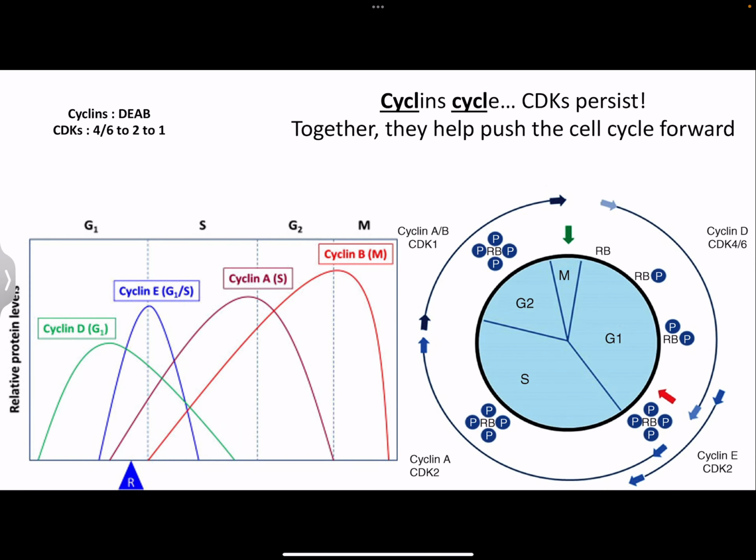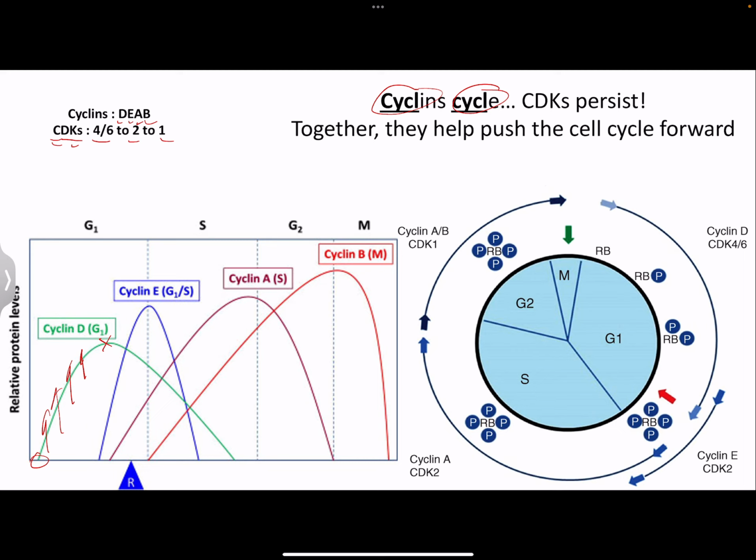So pushing the cell cycle forward, we have these things called cyclins, and cyclins cycle. We have D, E, A, B in that order from G1 all the way to M. And these are going to correspond with the cyclin-dependent kinases 4 and 6 and 2 and 1. So let's just look at G1. Cyclin D starts to be transcribed and translated, and we see that the levels go up, up, up, and they peak right towards the end of G1.